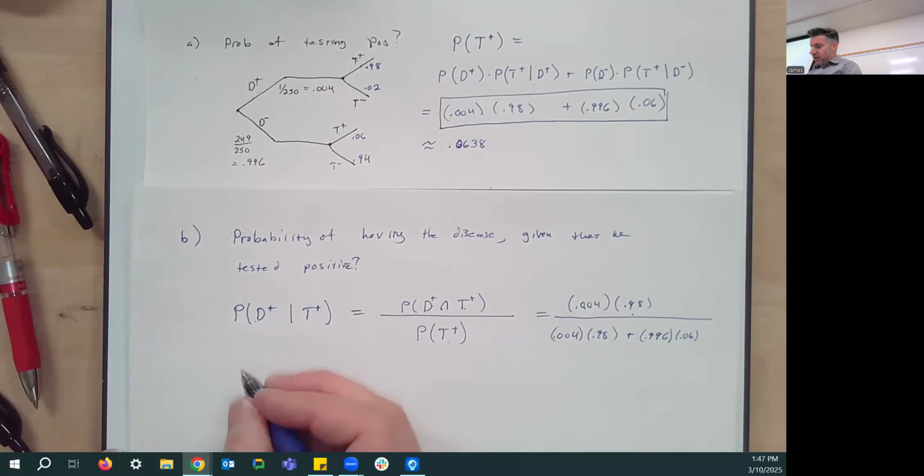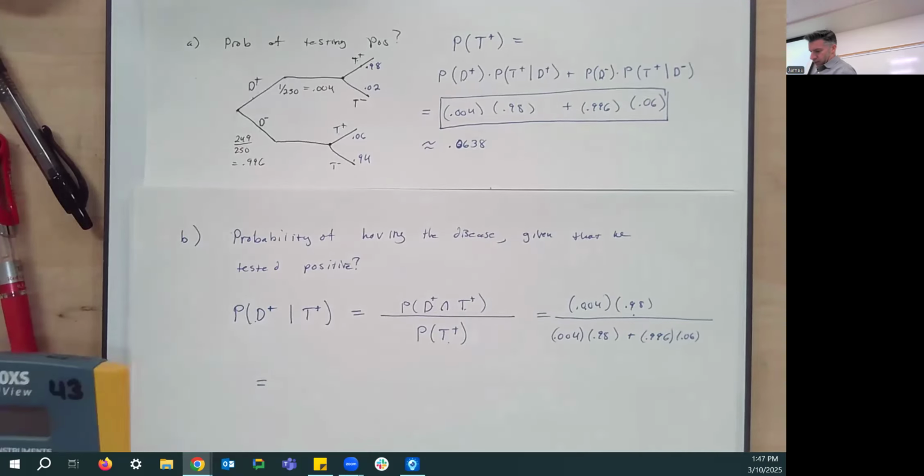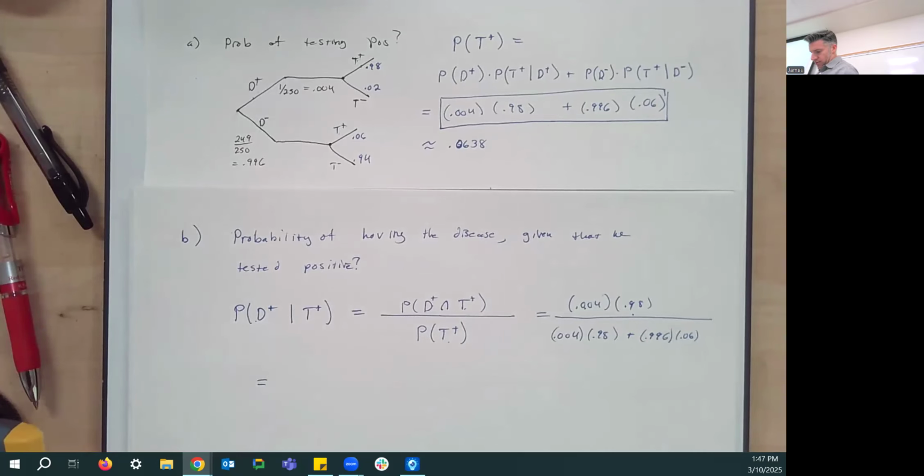So then if we calculated this, and I don't think I have these numbers on me, so I'll just grab the calculator here. I do actually want to find this number. Where'd you go, calculator? I know you were in there when I looked earlier. There you are. This is at the bottom. So on top we have 0.004 times 0.98.